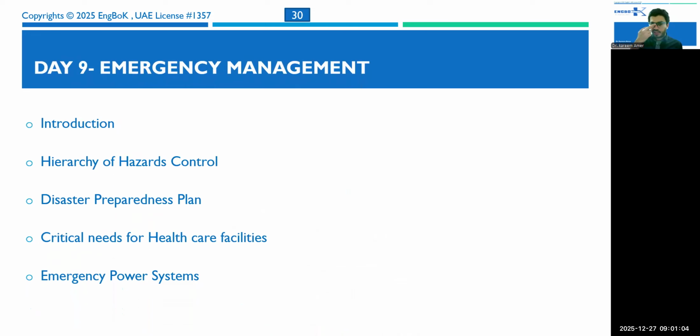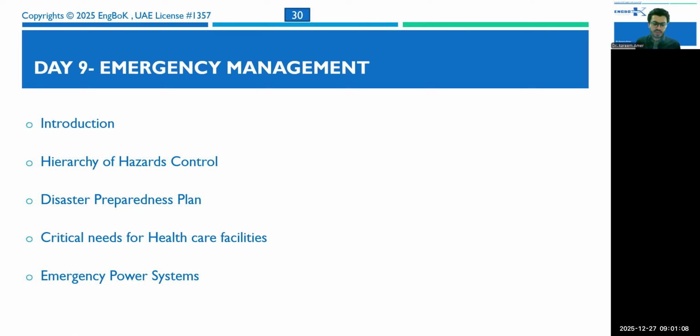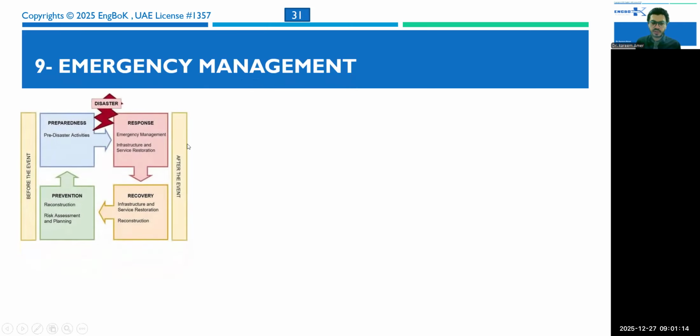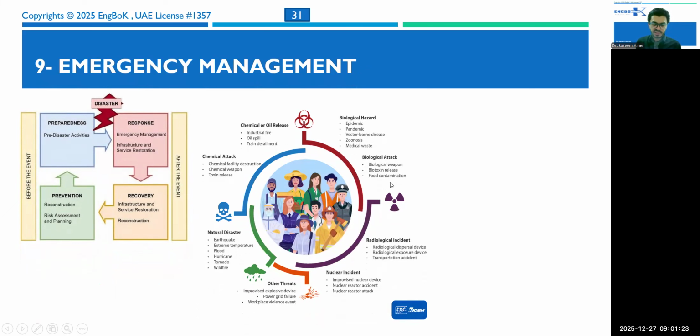Day number 9 about emergency management, hierarchy of hazard control from elimination to PPE, disaster preparedness plan, critical needs for healthcare facility and emergency power systems. We start here with disaster preparedness, from prevention to preparedness before the event and after the event, response and recovery. We have different disasters, internal, external, like chemical, biological, radiological, nuclear, and other natural disasters like earthquake, flooding, hurricane, tornado, and wildfire.